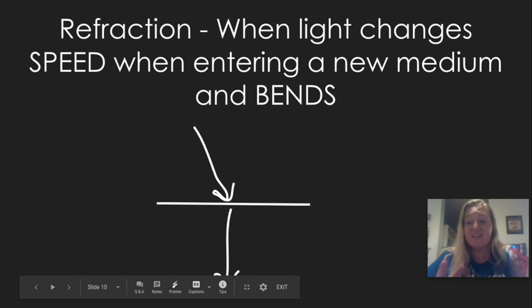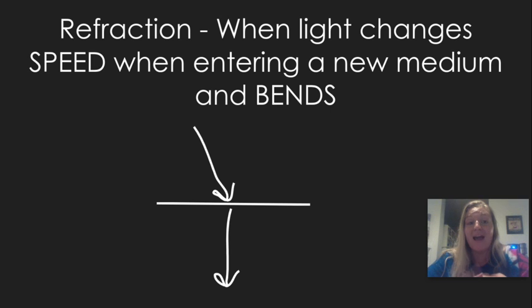All right, so our three types of light behavior. First, we have refraction. Refraction is when light changes speed when it enters a new medium and bends. Remember, a medium is just what the light's traveling through. So let's use air into glass as an example.